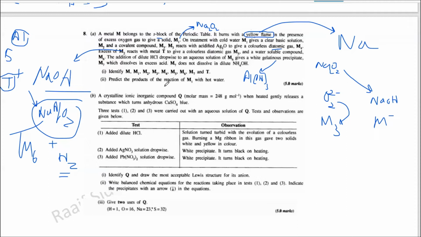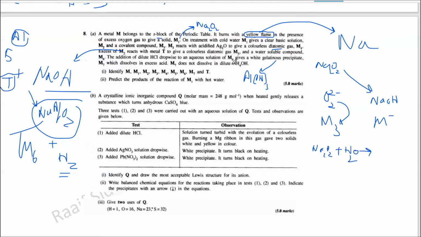Predict the products of the reaction of M1 with hot water. So you know what is M1 here. So M1 is, in the presence of excess oxygen, Na2O2. So you can write down the reaction of Na2O2. So Na2O2 reacts with hot water.